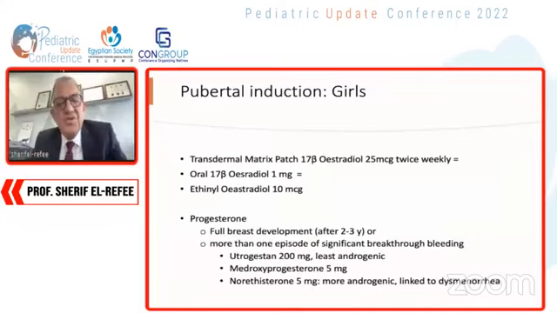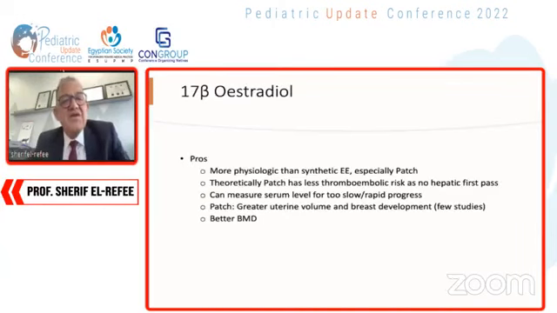Then you should introduce progesterone, but after completion of breast development, because if you start progesterone early, the breast will stop growing and its shape will be odd. And therefore, you shouldn't actually use oral contraceptive pills whatsoever for inducing puberty in girls. And the 17-beta estradiol, which is the patch and the tablet, is more physiologic than ethinyl estradiol, because it also gives greater uterine volume and better breast development and better bone mass.